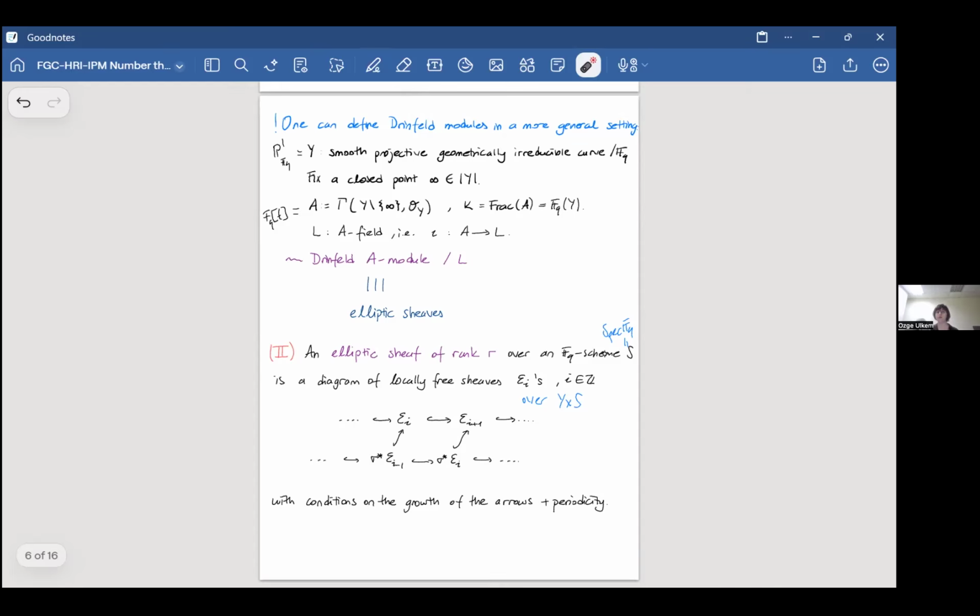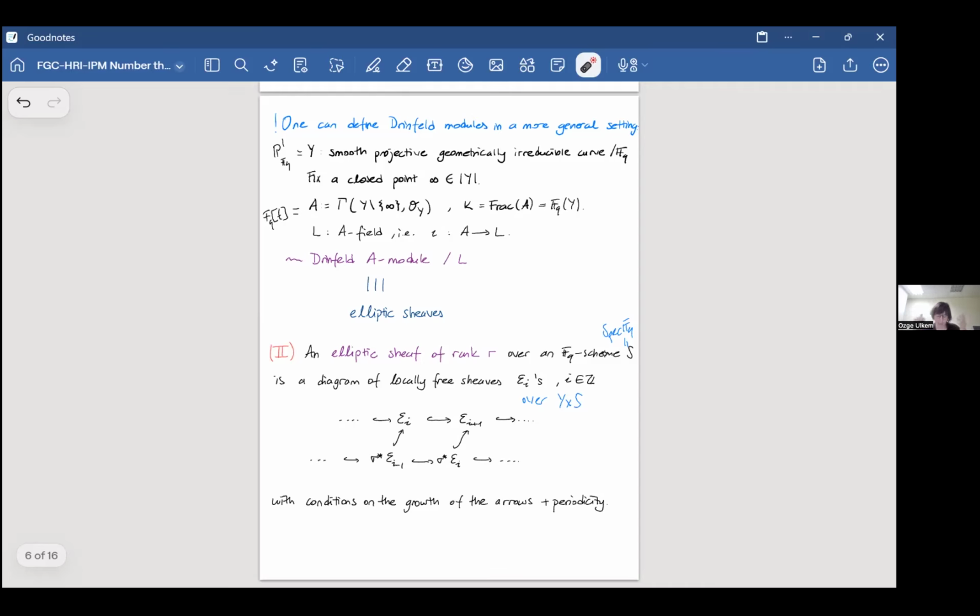And to obtain an elliptic sheaf, you start with a vector bundle and you start modifying it around infinity, around this fixed closed point. But you don't want to modify too much or too little. So these conditions are there to guarantee that we are modifying just enough. And periodicity tells us that it's enough to modify only finitely many steps. And so that's an elliptic sheaf.